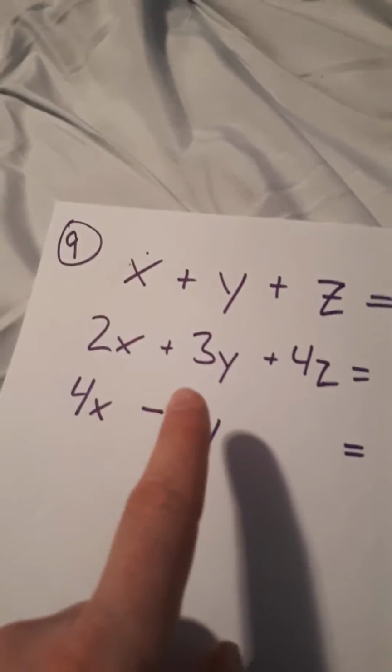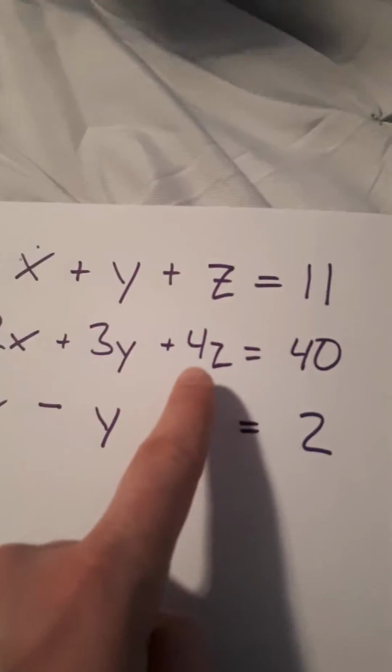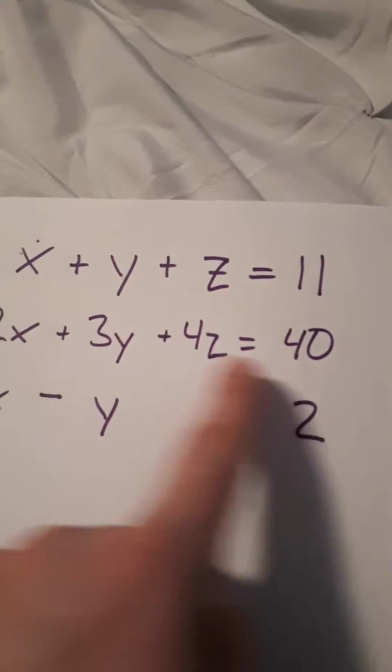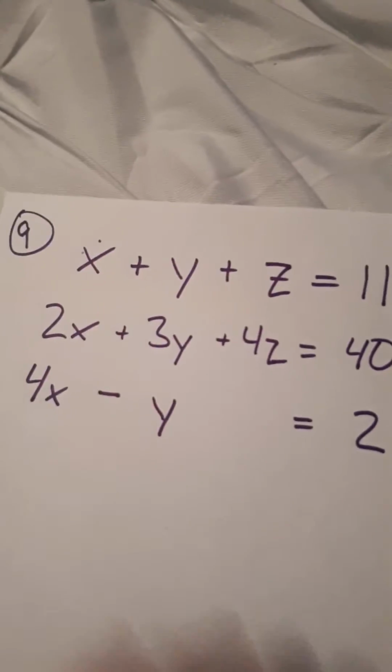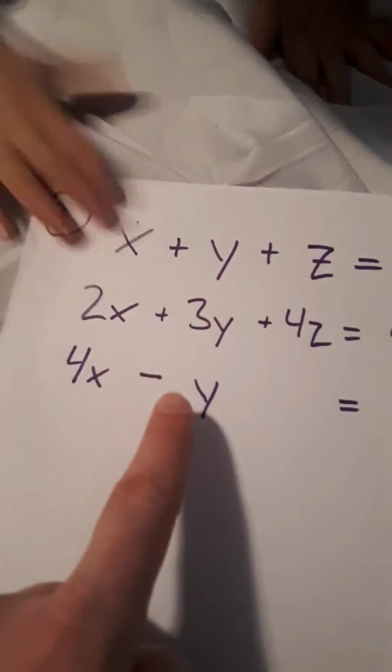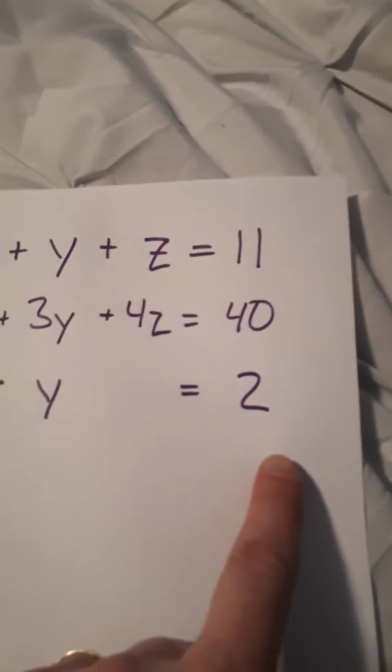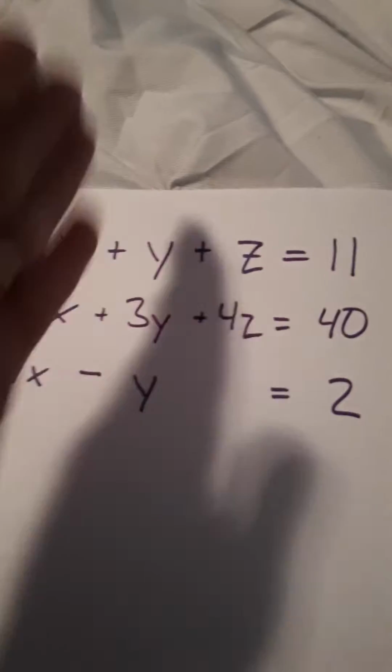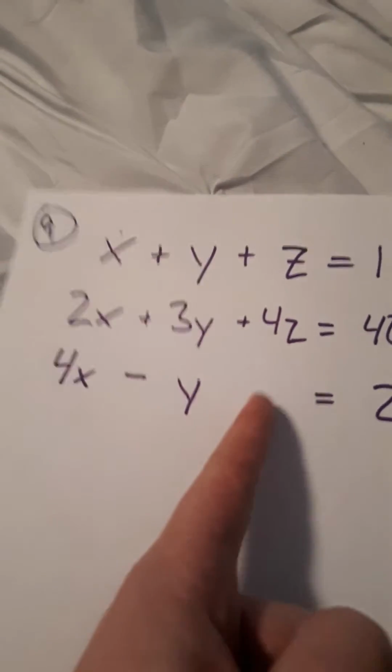Okay? So that gives us 3y. And 4 times the third number equals 40. There's our second equation. And then our last piece of information, the difference between 4 times the first number and the second number is 2. Now there's no z here. That's okay. I just leave a spot right there so I can keep everything fine. We can still totally solve this.